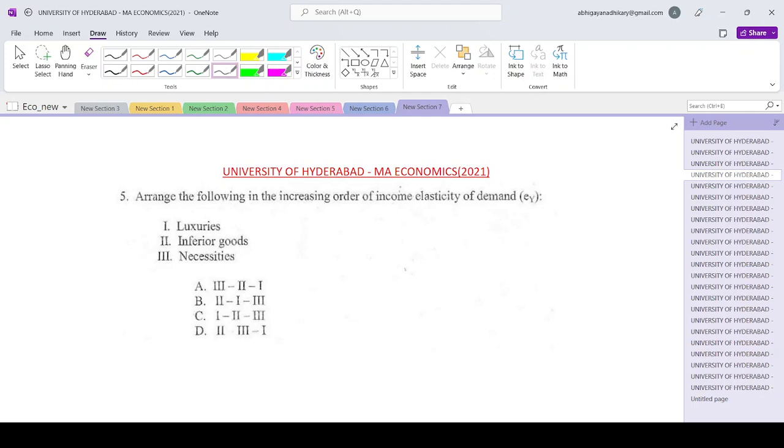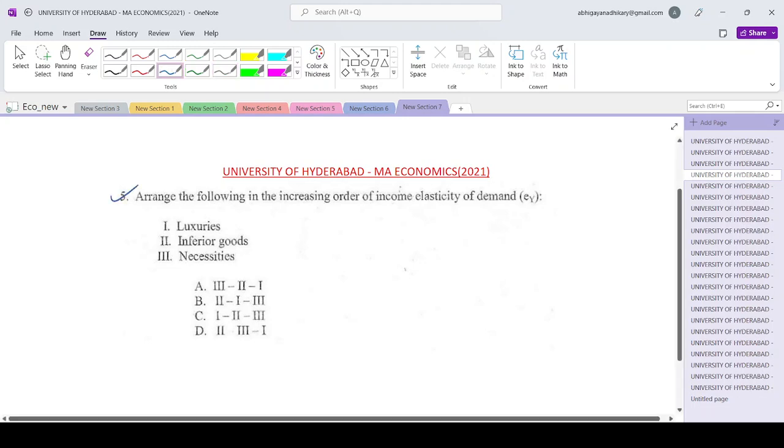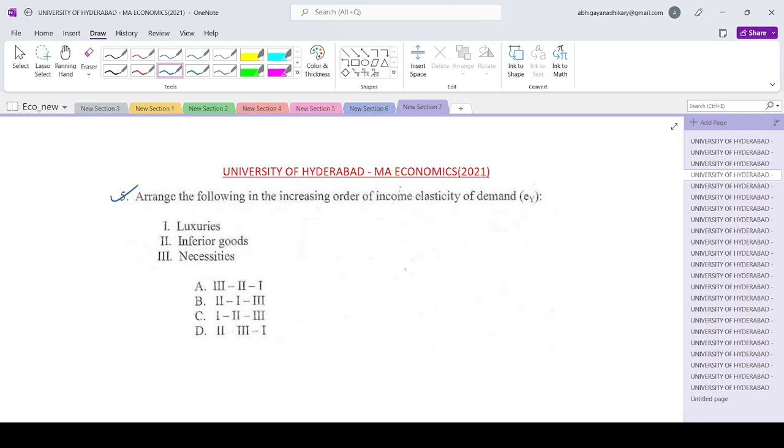And today we are looking at the University of Hyderabad M Economics Entrance Paper 2021, question number 5. So arrange the following in increasing order of income elasticity of demand, right?